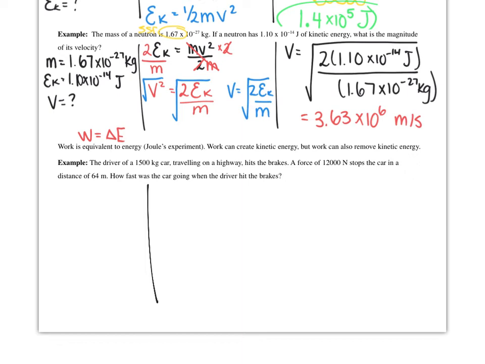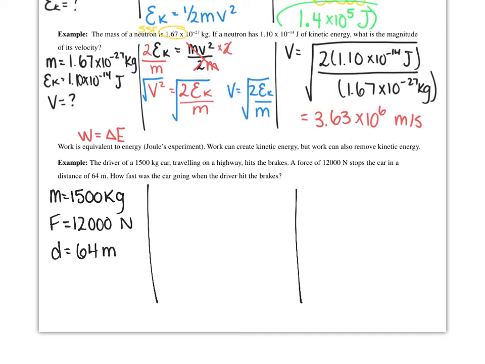So let's list what we know. We have the mass of the car is 1,500 kilograms, and there's some sort of force of 12,000 newtons, and we have a distance of 64 meters. Now remember that work is equal to force times distance. So we have some information there for work. So building off of work is equal to, this is probably a terrible color on the board. Let me back that up.